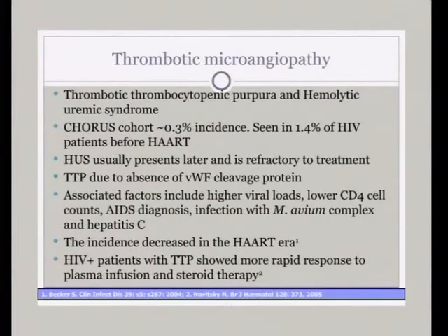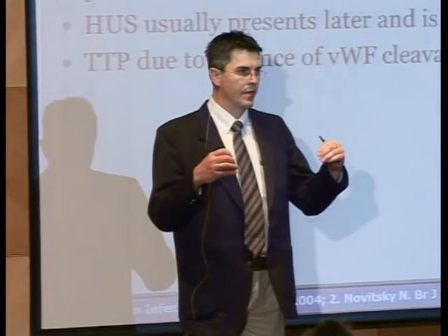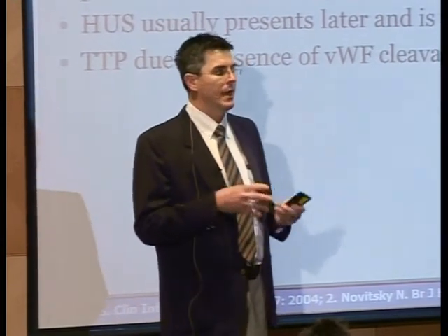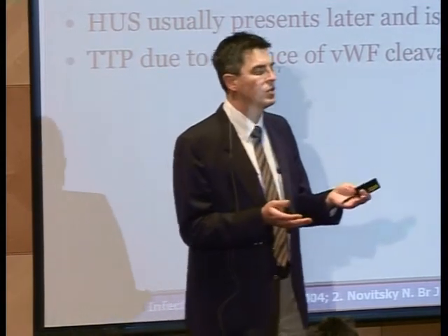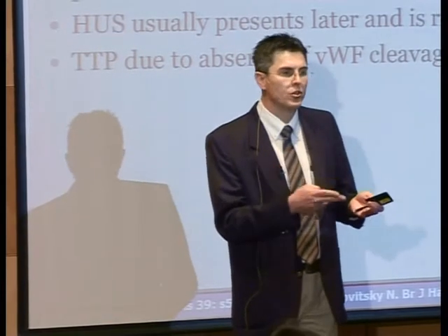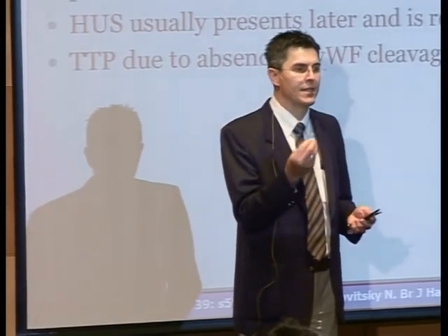A slide on thrombotic microangiopathy, because we know that it's more prevalent in people with HIV, TTP especially, with a pre-HAART incidence of about 1.4%. And hemolytic uremic syndrome, which is almost a cousin of TTP, is found later on and is more refractory to treatment. And what happens is this. You have your vascular endothelial cells, they produce von Willebrand factor, they store it in Weibel-Palade bodies. It's high in multimers, very active, that von Willebrand factor. You can't release it into the circulation, it's physiologically too active. You want to cut it down, and there's a metalloprotease that does that.